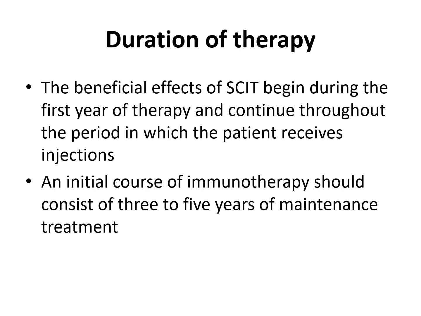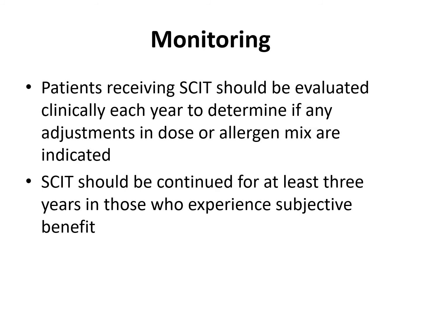What should be the duration of therapy? The beneficial effects of subcutaneous immunotherapy begin during the first year of therapy and continue throughout the period in which the patient receives injections. An initial course of immunotherapy should consist of 3 to 5 years of maintenance treatment. Monitoring: patients receiving subcutaneous immunotherapy should be evaluated clinically each year to determine if any adjustment in dose or allergen mix is indicated. Subcutaneous immunotherapy should be continued for at least 3 years in those who experience subjective benefit.